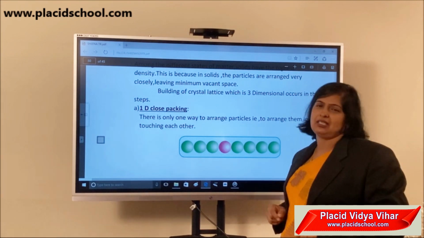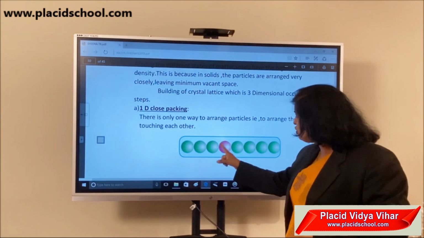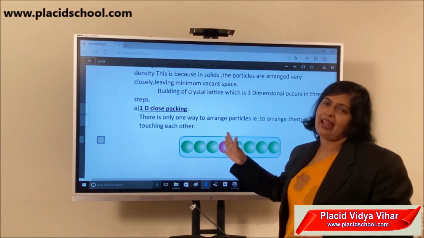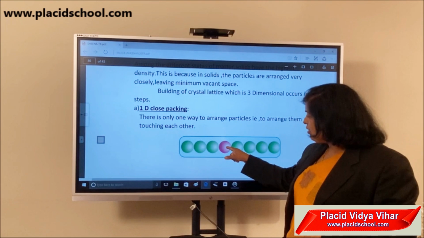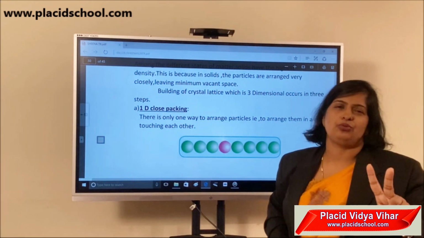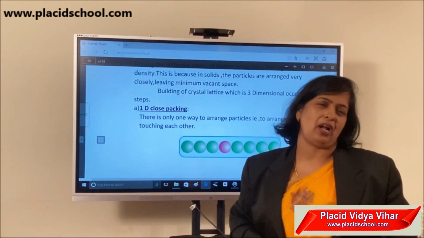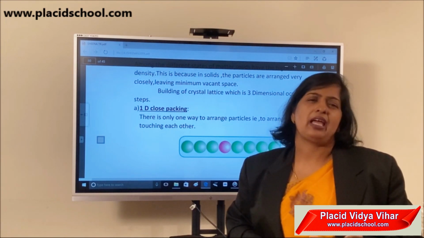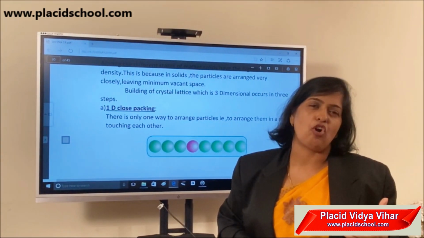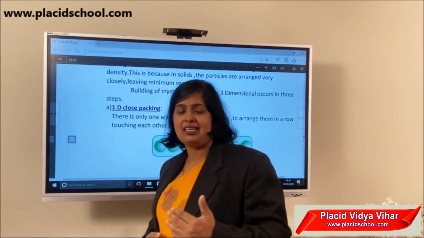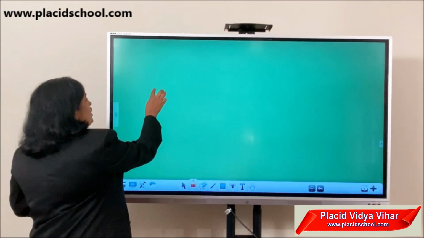Consider this pink particle. It is in contact with two particles, on its left side and right side. Here we can say the coordination number of this pink colored particle is 2. So coordination number means the number of immediate neighbors of a particle. Coordination number can also be termed coordinate number, or another term is ligancy, L-I-G-A-N-C-Y, ligancy.